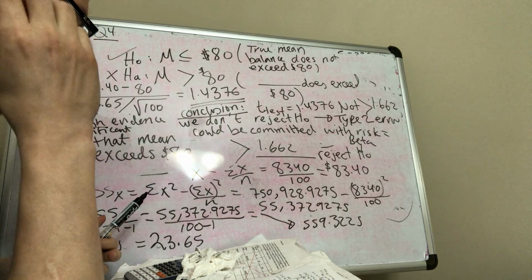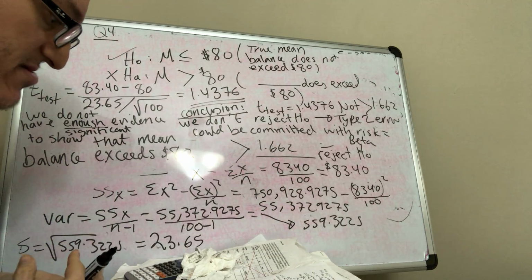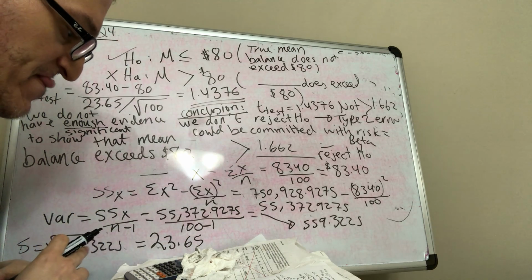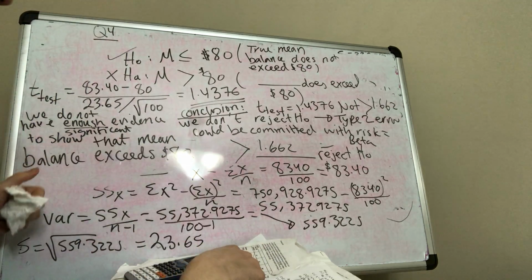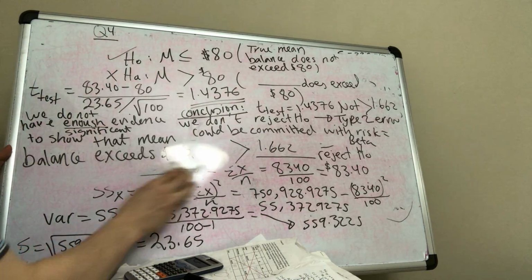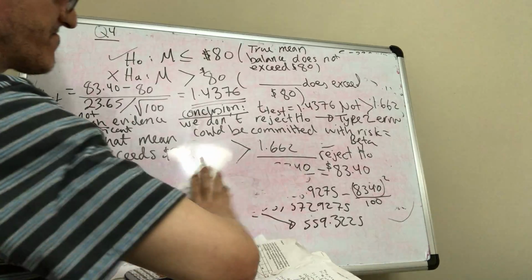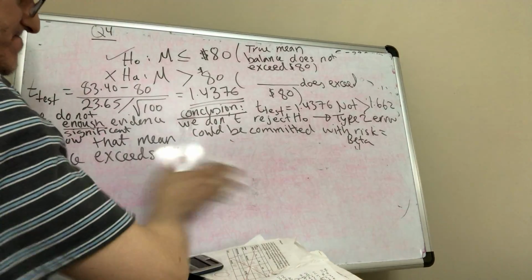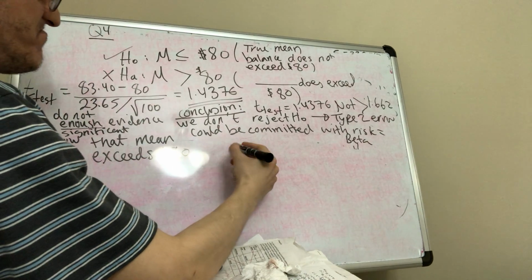They ask you what type of error could be committed in a separate part. We said type 2. Even if they don't say it, you always have to do it. And also find the p-value. So we'll find the p-value as well.